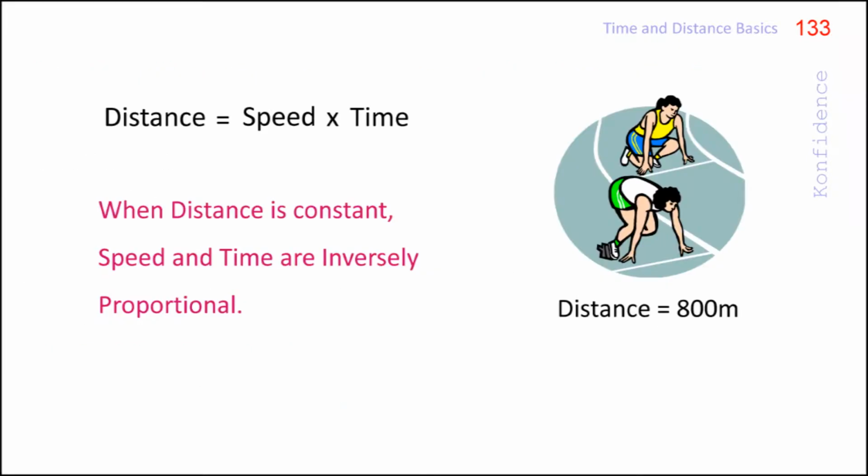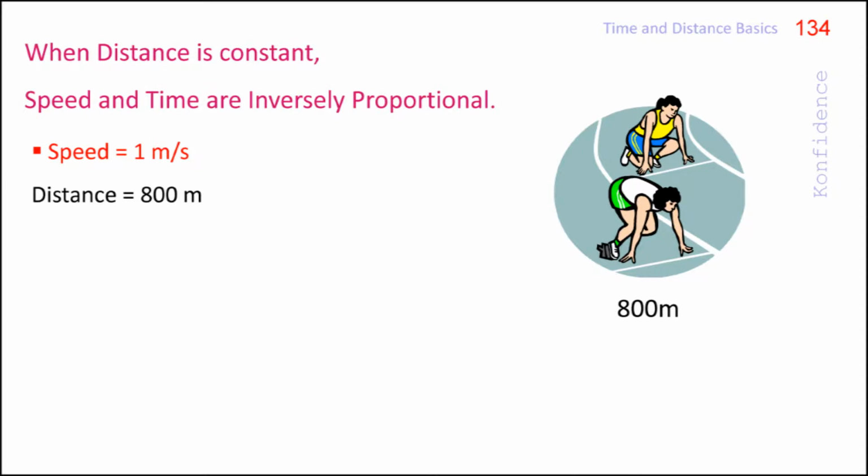When distance is constant, speed and time are inversely proportional. Let us imagine that you are running along an 800-meter track. You are running at a speed of 1 meter per second, let us say. How much time will you take? The distance to be covered is 800 meters. You are covering 1 meter every second. So you will require 800 seconds to cover the distance.